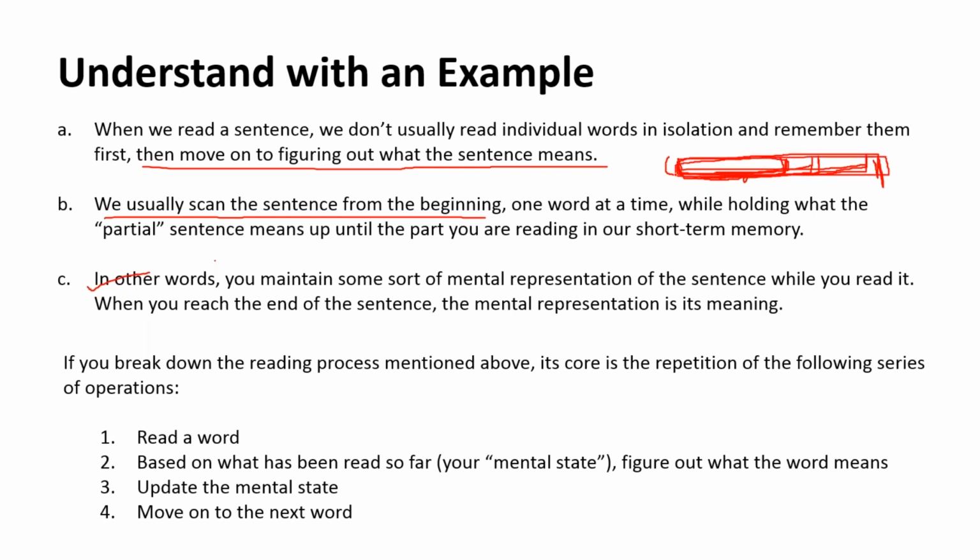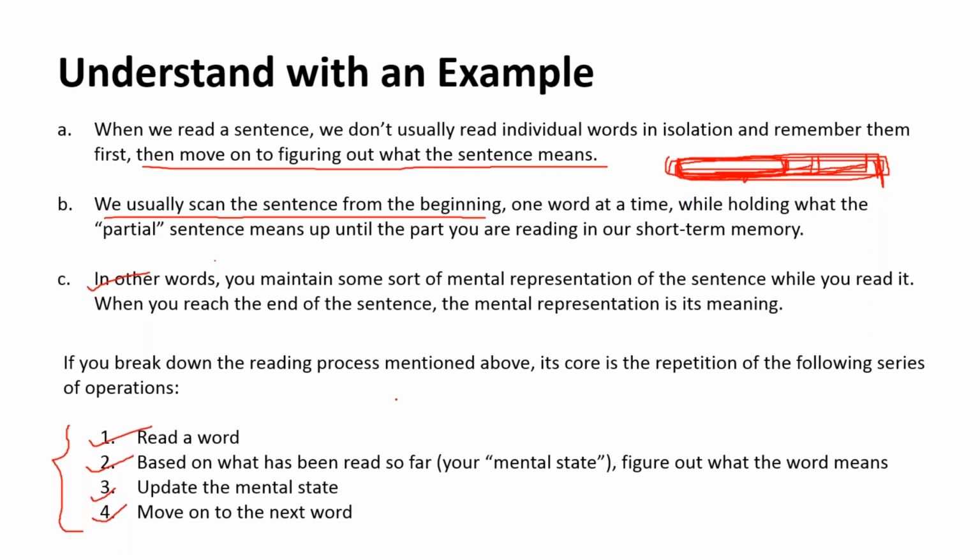This is how a human brain works, right? How we understand a sentence. Now if you break down the reading process mentioned above, it is basically the core repeating of the following operations. First, read a word. Then, based on what has been read so far, like your mental state, figure out what the word means. Third is update the mental state, and fourth is move on to the next word. So this is exactly the sequence when you understand a particular sentence, right?